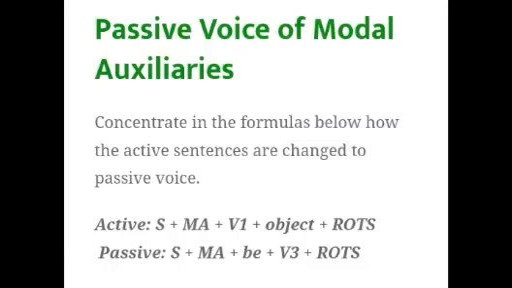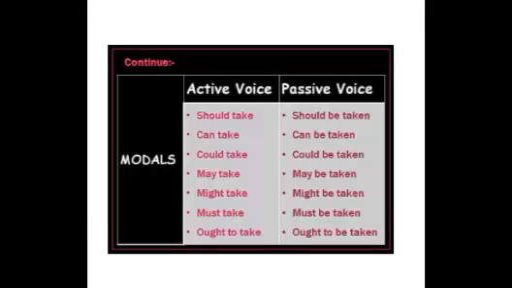Now see the modal auxiliary structure of active and passive voice. Subject plus main auxiliary plus V1 plus object plus ROTS. Passive voice: subject plus main auxiliary plus be plus V3 plus ROTS. ROTS means rest of the sentence. Look at the modals that change in passive voice. Should take changes to should be taken.